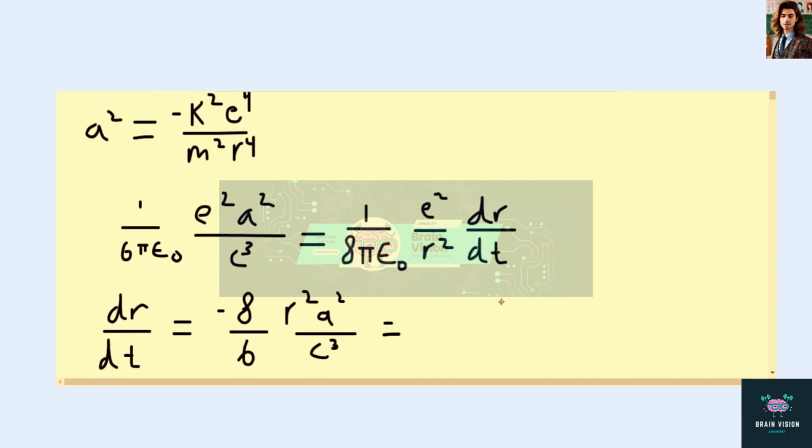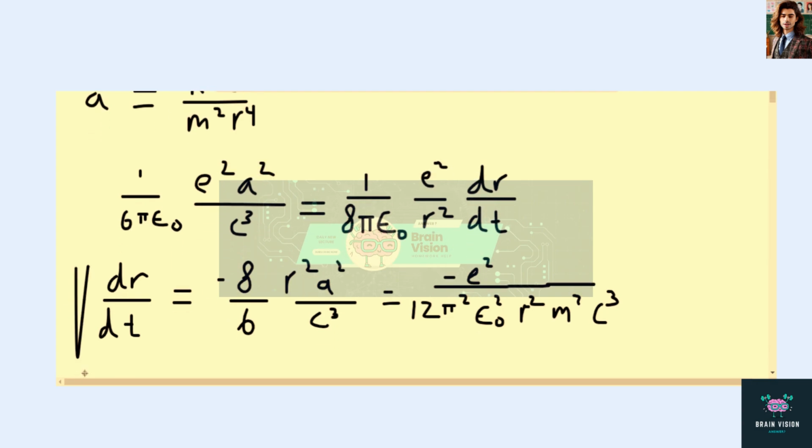And remember, k is 1 over 4 pi epsilon naught. So this gives us negative e squared divided by, we have 12 pi squared epsilon naught squared r squared m squared times c to the third. And this is actually the equation that we were asked to show, so we just proved it. We can box all of this in as our solution to the question.